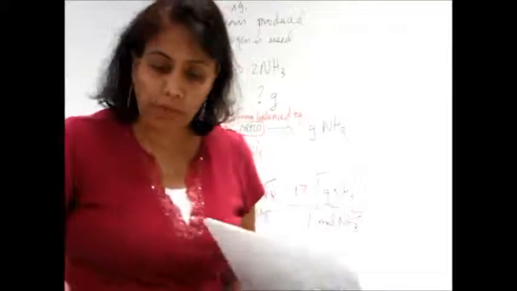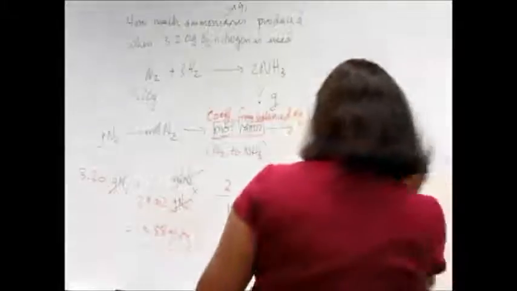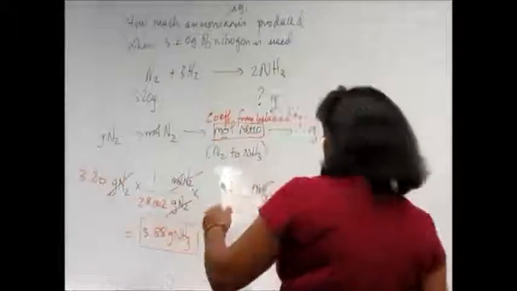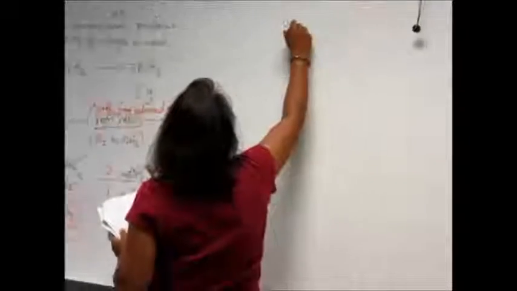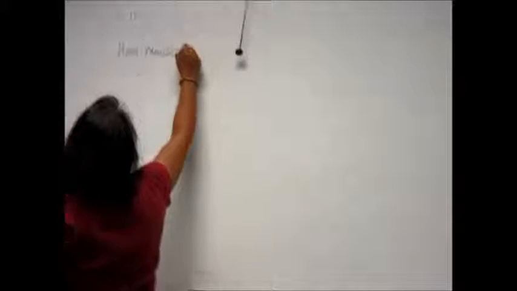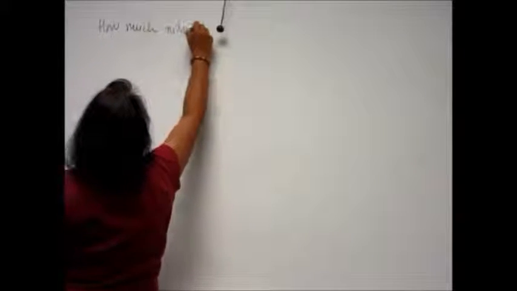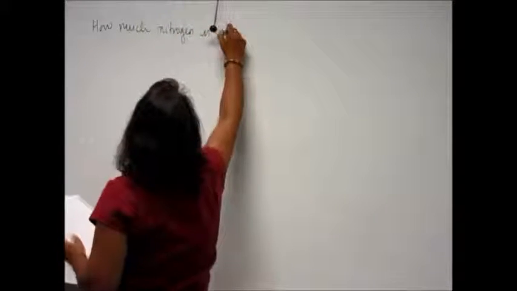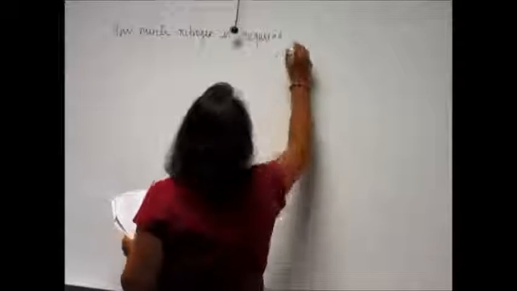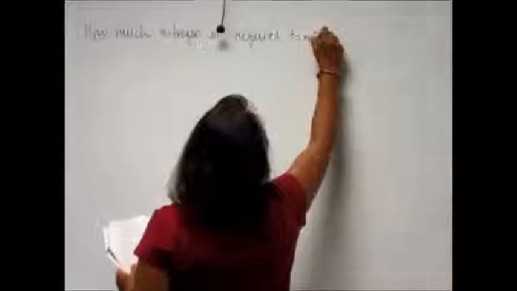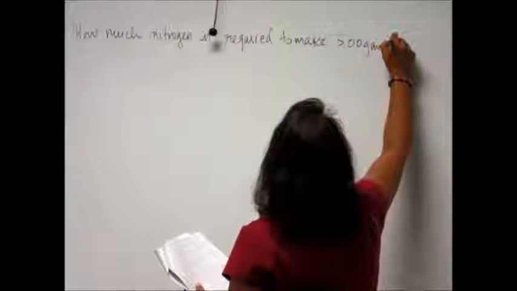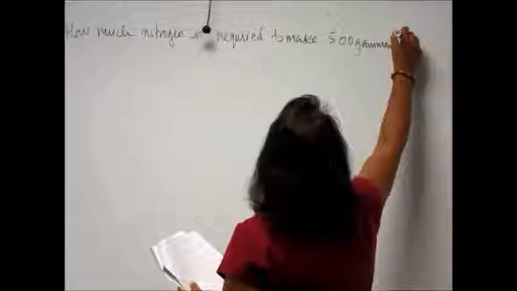Let me do one more problem here for you. We'll take the same equation. And now the question is, how much nitrogen is required to make 5.00 grams of ammonia?